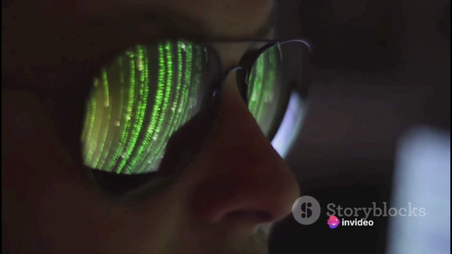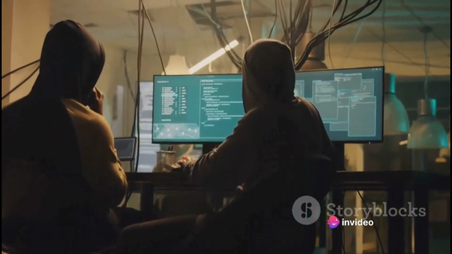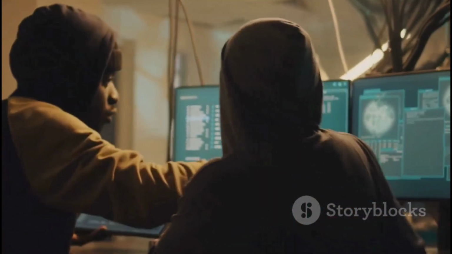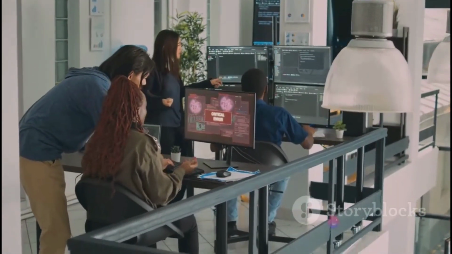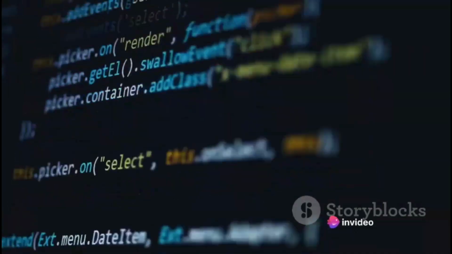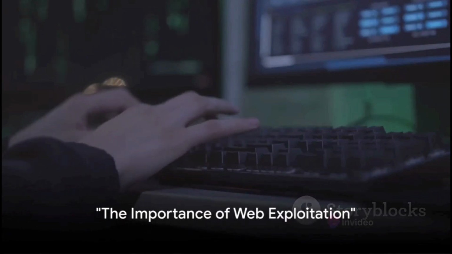Web exploitation is also an essential skill for cybersecurity professionals. They use the same techniques, but with a noble cause, to find and fix these vulnerabilities before the bad guys can get to them. So, in a nutshell, web exploitation is all about finding and exploiting weaknesses in web applications. But why is it important? Let's find out. Why should one bother about web exploitation?